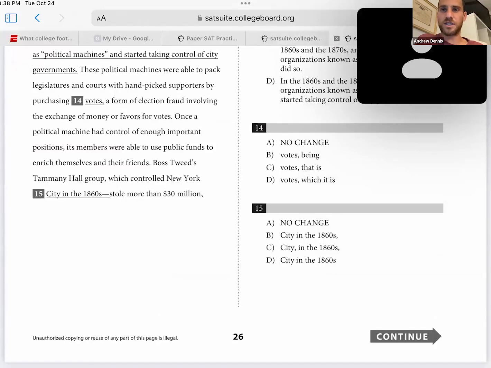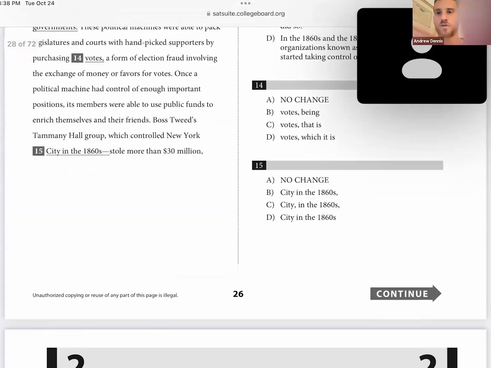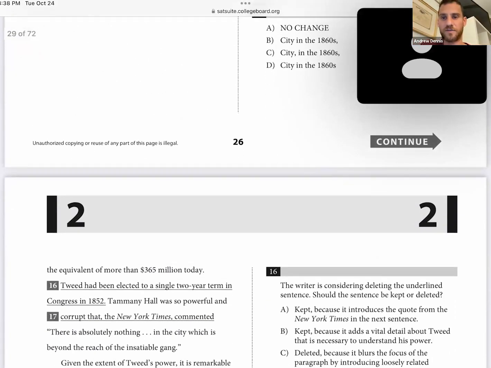Once a political machine had control of enough important positions, its members were able to use public funds to enrich themselves and their friends. Boss Tweed's Tammany Hall Group, which controlled New York City in the 1860s, comma, stole more than 30 million, the equivalent of more than 365 million today. Tweed had been elected to a single 2-year term in Congress in 1852. It seems a little bit out of place, right?